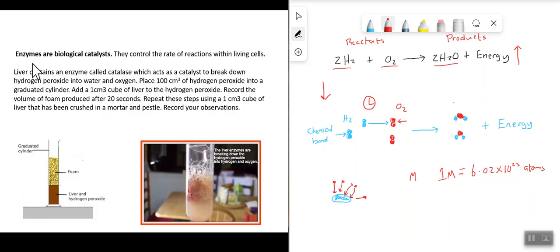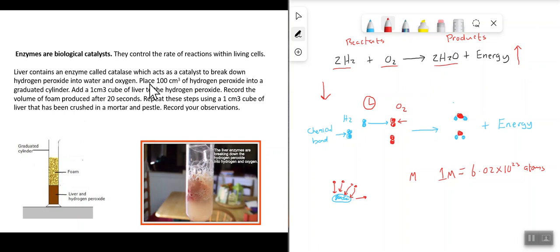So in our bodies, we have these things called enzymes, and enzymes are biological catalysts. So they allow chemical reactions to happen. Enzymes control the rate of reaction within living cells. So we can do a demonstration of this. If we use liver and hydrogen peroxide, a reaction will happen and you'll get this foam that's being generated. You can use this to measure the rate of the reaction, how much foam is produced. Liver contains an enzyme called catalase, which acts as a catalyst to break down hydrogen peroxide into water and oxygen.